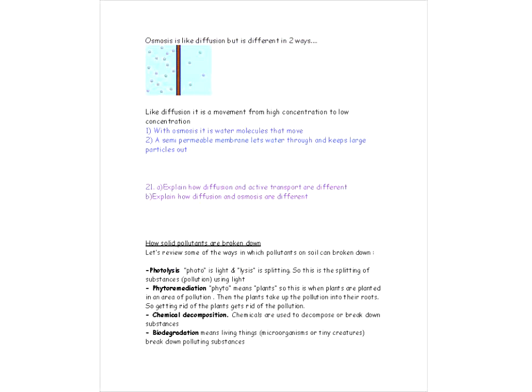Okay, now we're going to compare osmosis and diffusion. So osmosis is like diffusion. It's kind of a special type of diffusion, but it's different in two ways. With osmosis, it's water particles that are moving from one place to another, whereas diffusion is just any old particle. The other difference is that osmosis always involves a semi-permeable membrane. Why is it semi-permeable? Because it lets some things through and keeps other things out.